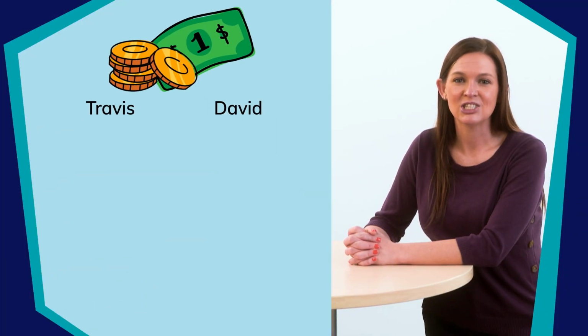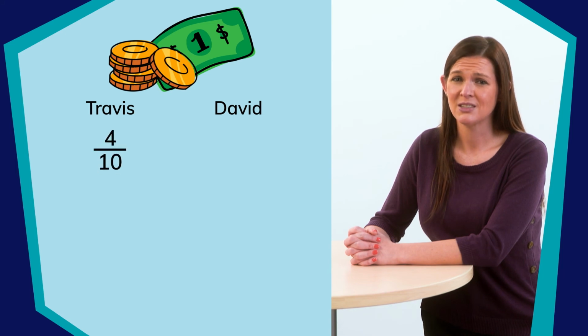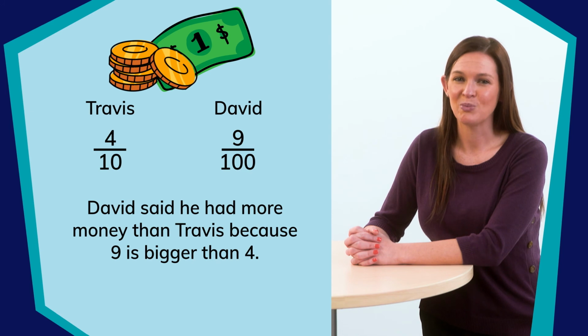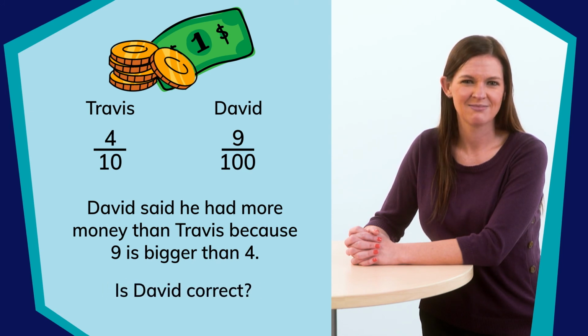Okay, let's do one more. Travis and David each had some change in their pocket. Travis had 4 tenths of a dollar. David had 9 100ths of a dollar. David said he had more money than Travis because 9 is bigger than 4. Is David correct? So what is the question asking us to do?